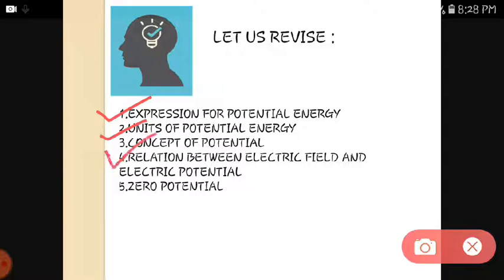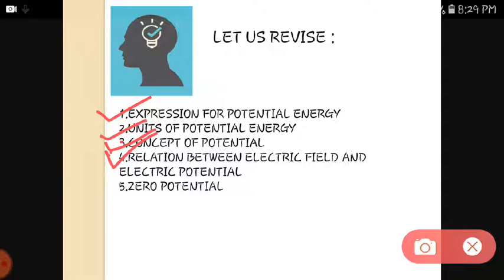Then we have seen the concept of potential. In that we derived a new formula which distinguishes between potential energy and electrostatic potential. There is a huge difference between them. Electrostatic potential energy is denoted by U. Electrostatic potential is denoted by V, which is nothing but U upon Q, or it can be written as W by Q.